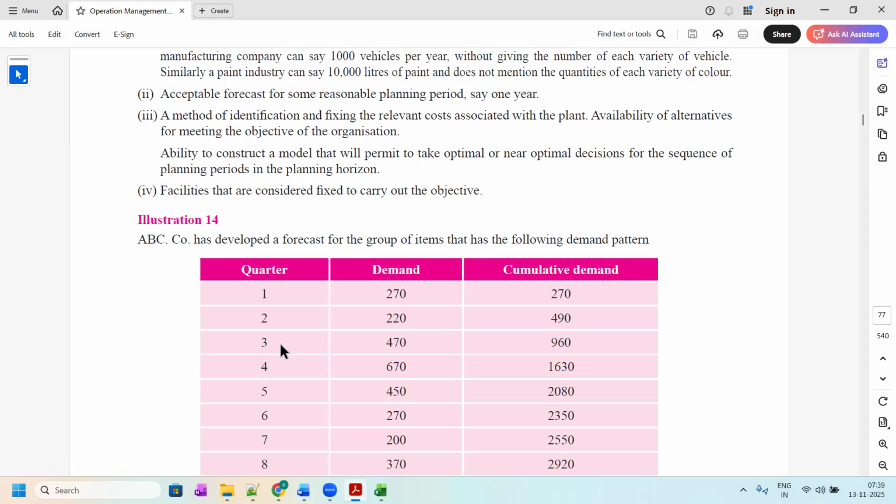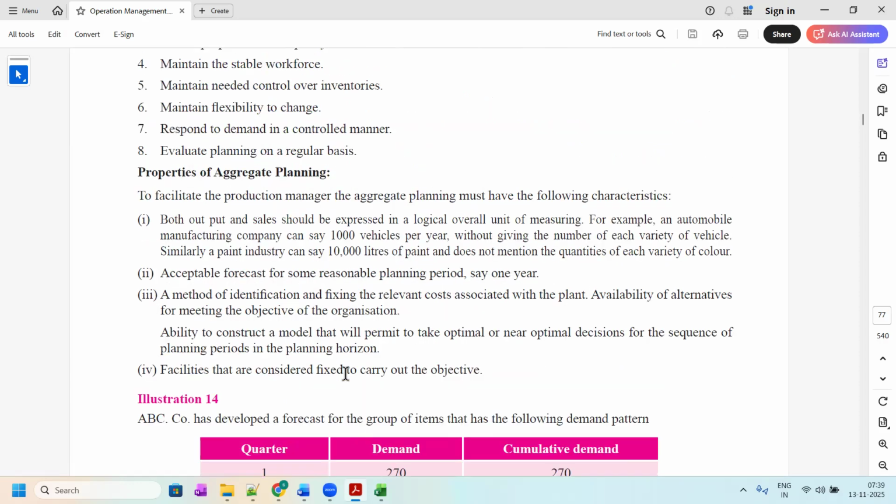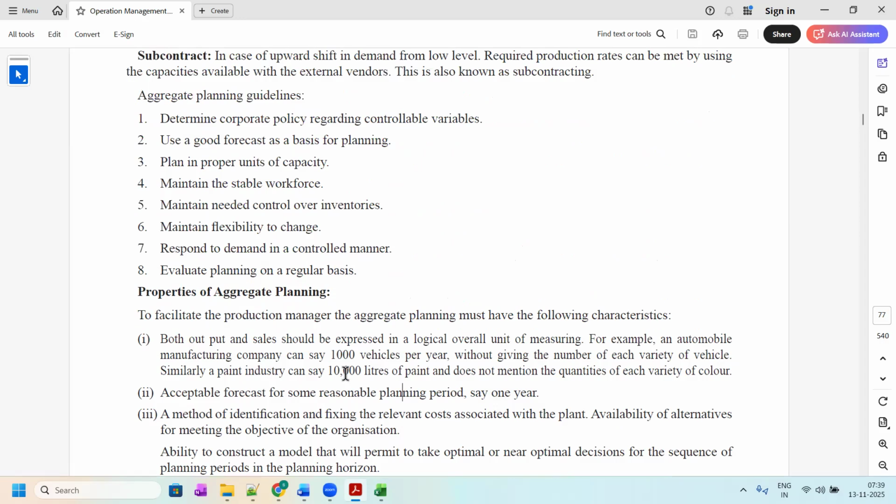And finally we saw properties. Before that we saw a few guidelines that have to be followed. After that it roughly told how good the forecasting is, the better it will be for us to plan. If we have done the forecasting properly and effectively, we will know how much labor or inventory to maintain. So it becomes a base for knowing what we have to do next.